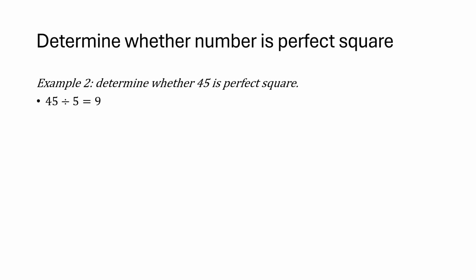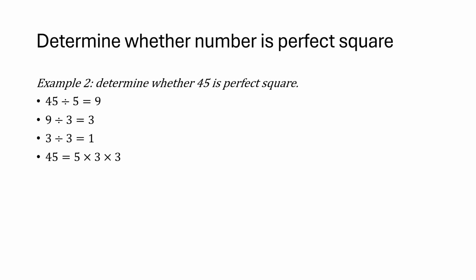And then with 9 we further divide it by another prime factor. So we can divide it by 3, and we get 3. And then we further divide until we get 1. When we get 1, we know that we have fully factorized all the prime factors of 45. So we can express 45 as a product of 5, 3, and 3.